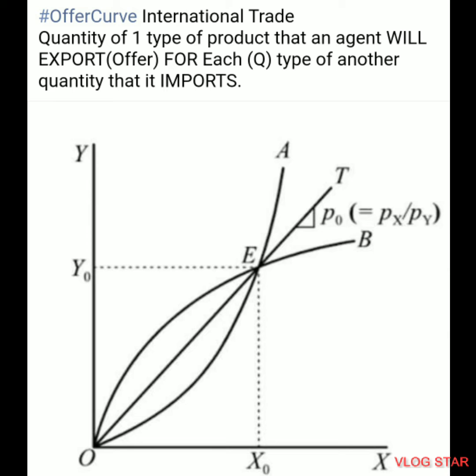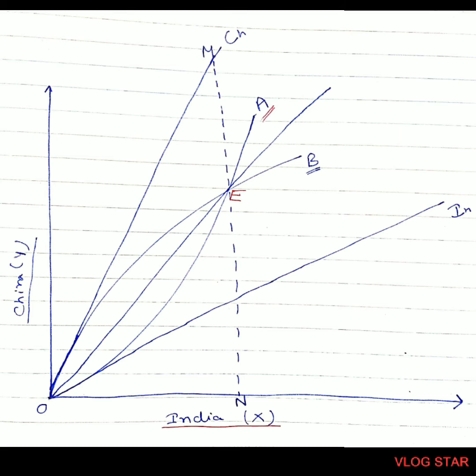The terms of trade between both the countries are decided at point E. The terms of trade are decided at point E because the offer curves of both the countries intersect at that point. So point E is the equilibrium point. OIN is the domestic price ratio of India and OCH is the domestic price ratio of China.